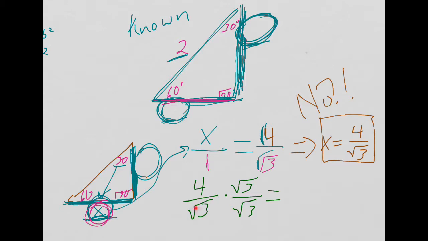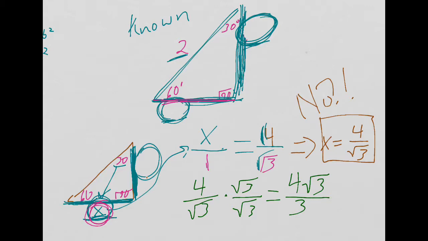I need to get rid of the radical. Okay. So, the square root of 3 times the square root of 3 is equal to 3, right? Notice that there is no square root sign on this. When I multiplied the square root of 3 times the square root of 3, I was able to get rid of that square root sign, right? But when I multiply 4 times the square root of 3, I am not able to get rid of that square root sign, so that is just 4 root 3.